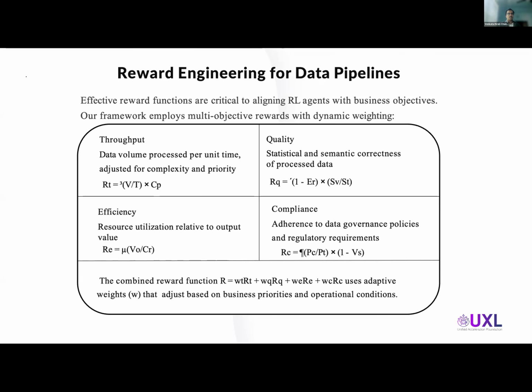So the combined reward function is a weighted sum. The trick here is the dynamic weights. If an audit is approaching, the compliance weight goes up. If latency is critical, the throughput weight dominates. This makes the system adapt not only to the data, but also to the business context.